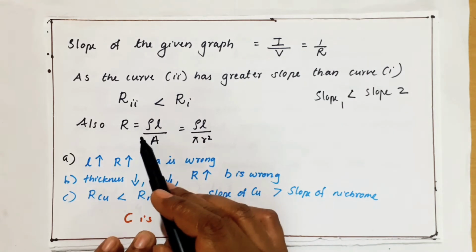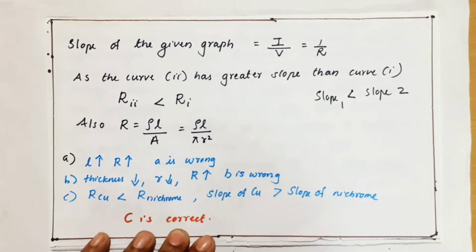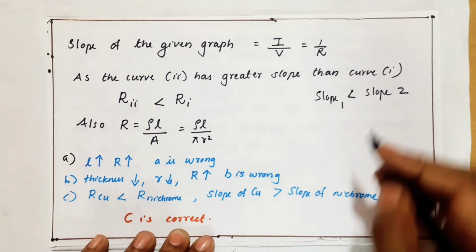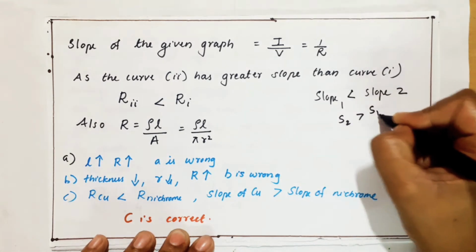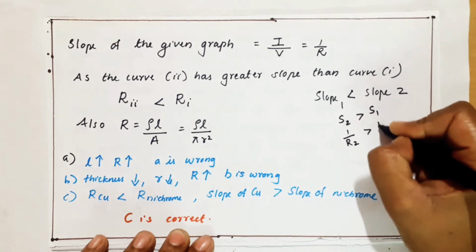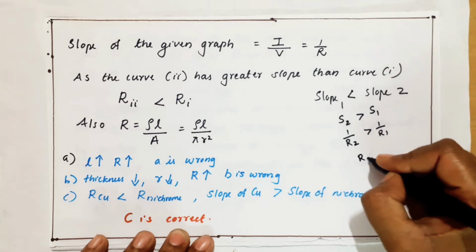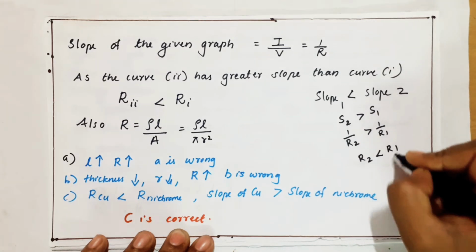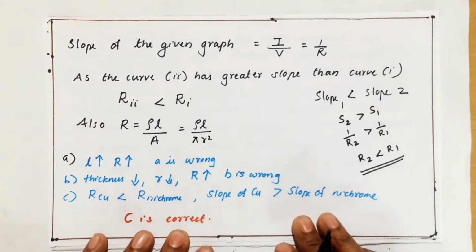So from this we can understand that the resistance of 2 is lesser than the resistance of 1. Why? Because here I told you the slope of 2 is greater than the slope of 1. So 1 by R2 is greater than 1 by R1. It means that R2 is lesser than R1. Clear? R2 is lesser than R1.